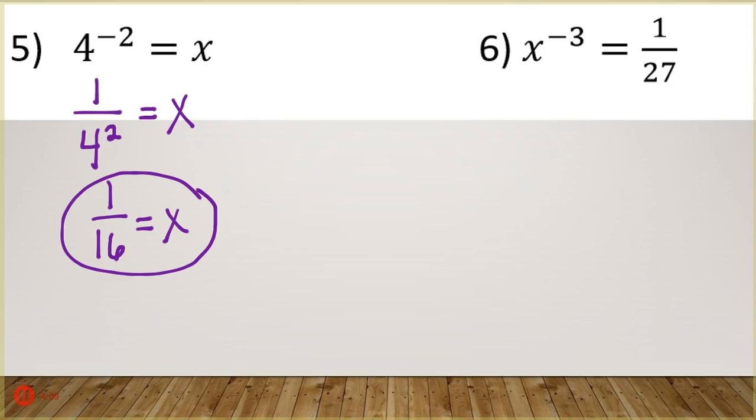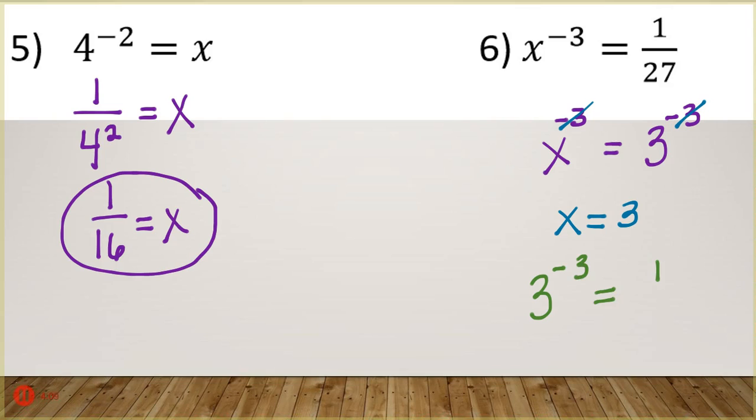Number 6 could look a little tricky, but keeping in mind what we know about negative exponents, we know that 1 over 27 is equivalent to 3 to the negative 3. And this is an example where our exponents can cancel out on both sides because they're both the same, meaning that x is equal to 3. So that means that 3 to the power of negative 3 is equal to 1 over 27, which we know is true.